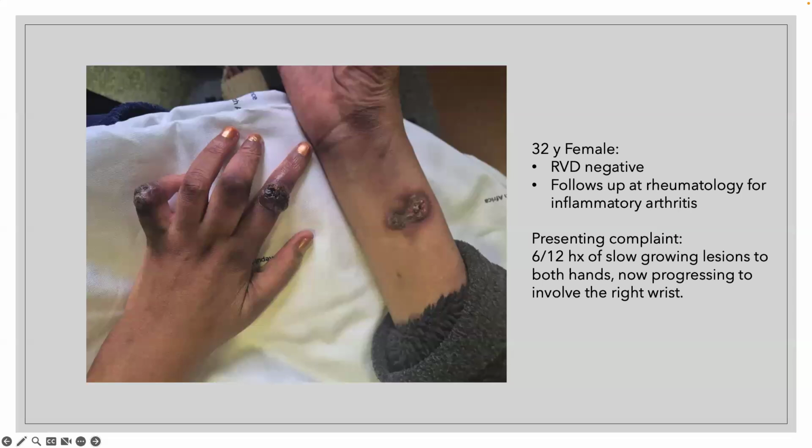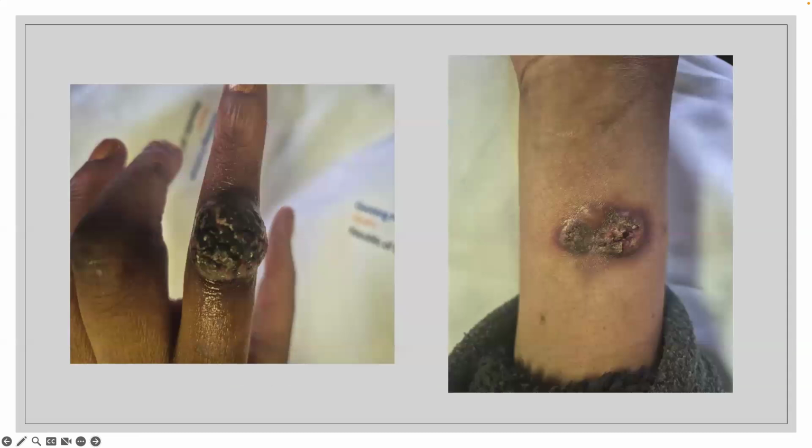So our first case is that of a 32-year-old female patient. She's RVD negative and known to rheumatology with inflammatory arthritis. She presented with a long-standing history of slow-growing lesions to both hands, now progressing proximally to involve the right volar wrist. On careful cutaneous examination, one can appreciate the verrucous nodules to the dorsal aspects of the index and pinky fingers overlying the PIP joints. The right volar wrist has an ulcerated plaque with a surrounding rim of hyperpigmentation, as you can appreciate in the picture.